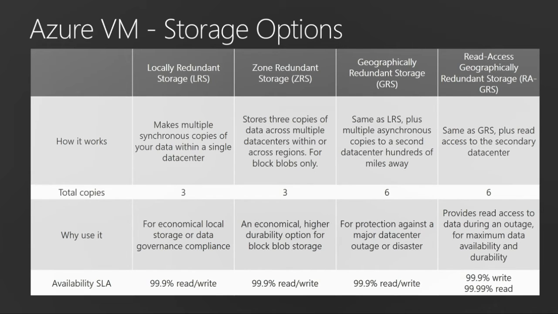So this is basically distributing your storage. You'll have 3 copies locally and 3 copies in the remote region that you specify. And you can also have RAGRS, or read access GRS. This is good for situations where you want to have readable capability on remote storage, where all your remote copies of the same storage will be readable.